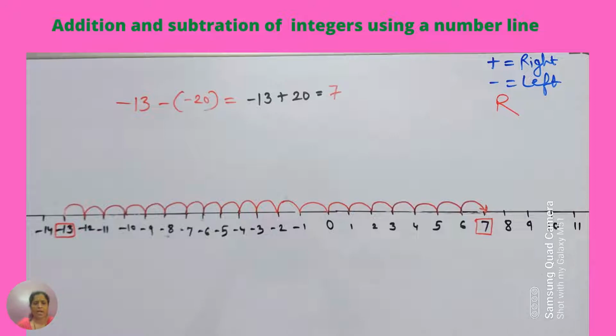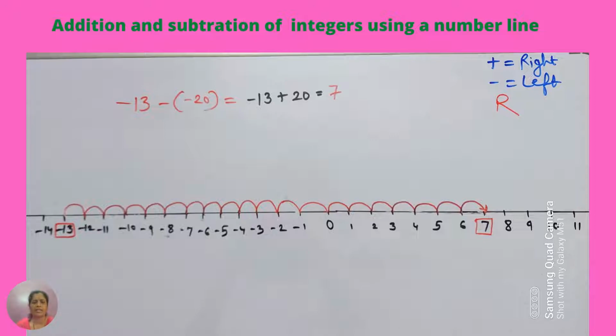See, this is one sum I shared with you here: minus 13 minus 20. For this, we should always take the second step. So minus 13 will remain as it is, and you know minus minus is plus. So you have to write a plus sign here, and 20 will be as it is. Now let's see how, with the help of the number line, you can solve it.